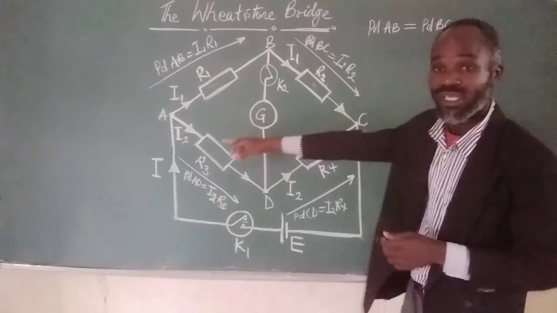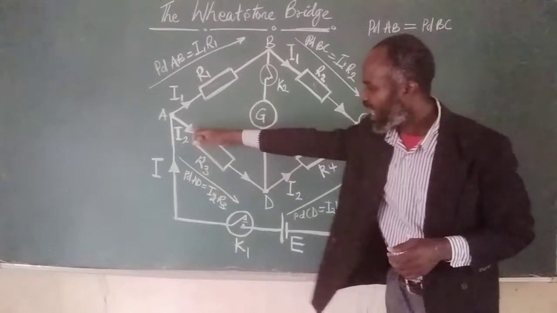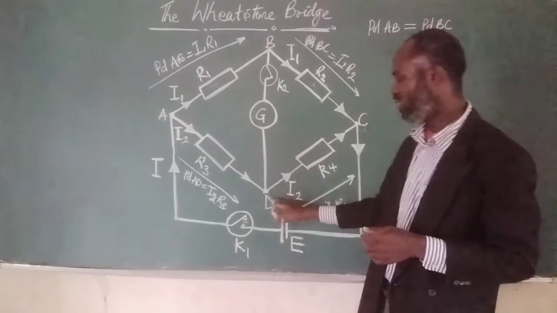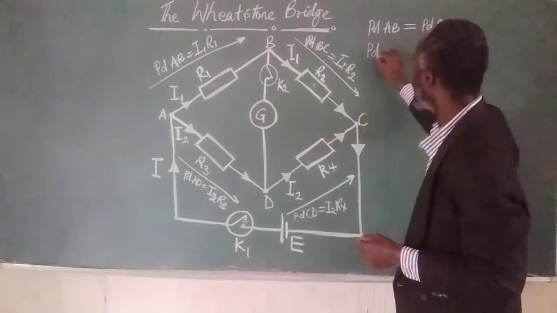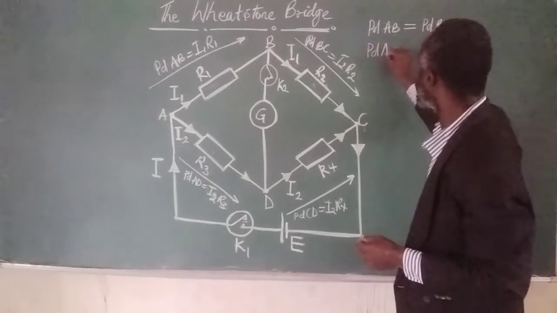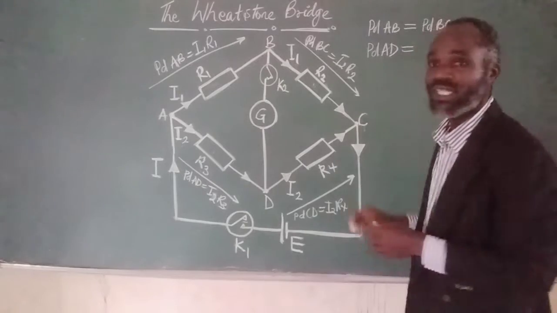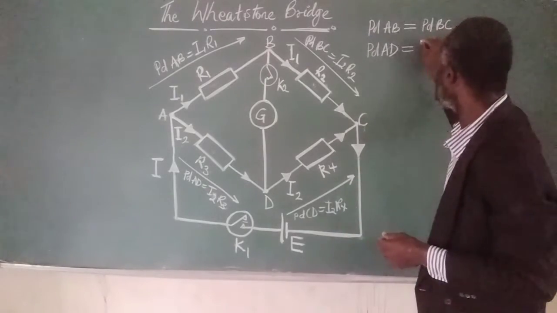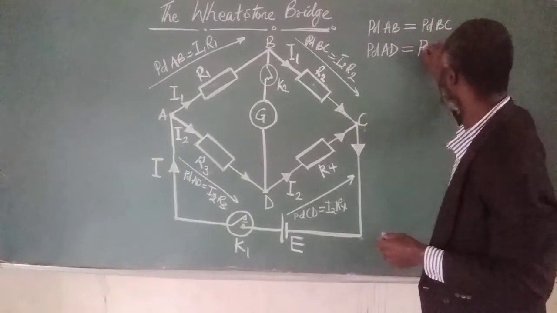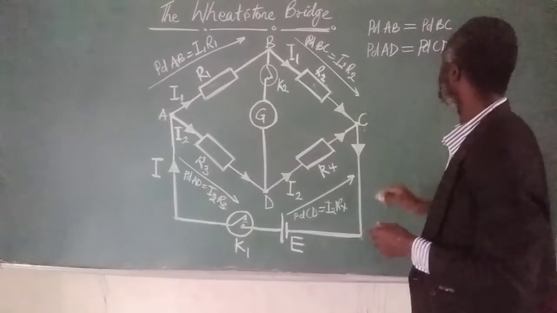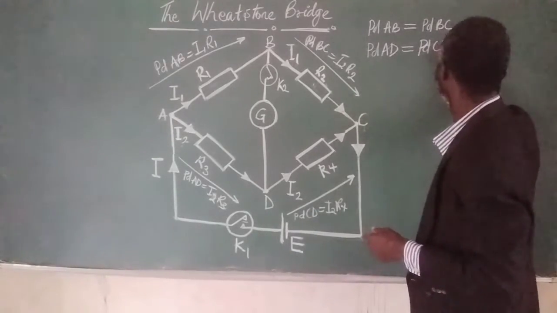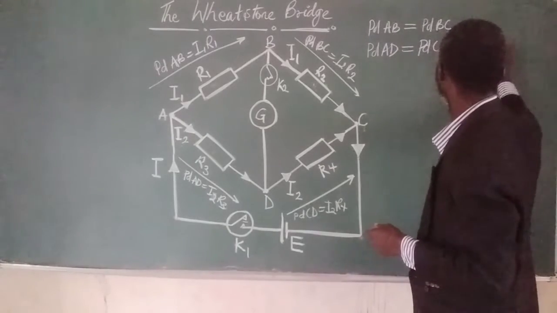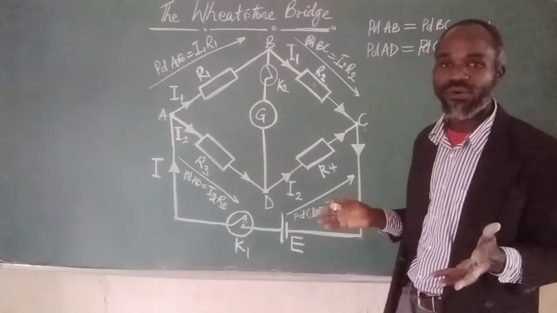Then we're going to do this at the same time. PD across AD will be equated with PD across CD. So we have PD across AD being equated with the potential difference across CD. So that's what we are going to generate. The first equation from here, the second equation we are going to generate from this point. So let's see how it goes.